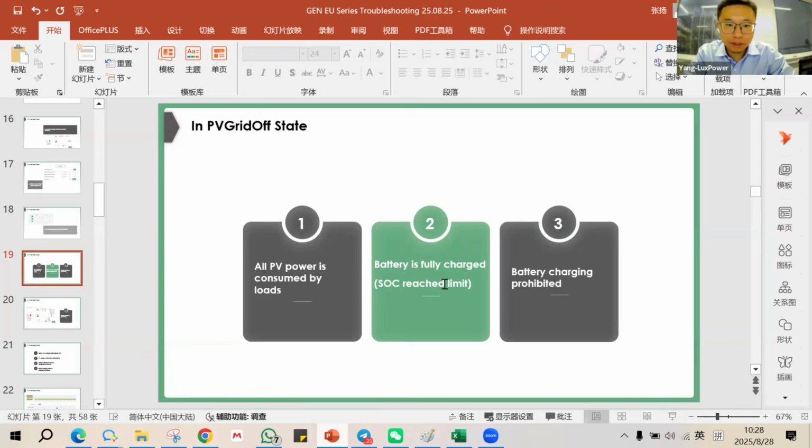SOC always limit, of course, doesn't charge, and the battery charging is prohibited. That means the battery charging is forbidden. So the first two cases we've already discussed, and the third one means the battery has problems and also the BMS rejects charging. So in this case, we need to check the BMS communications for batteries. And in some worst case, please disconnect your communications cable and switch the battery type from lithium to lead acid to check if there's really some problem inside the battery or some problem from the inverters.